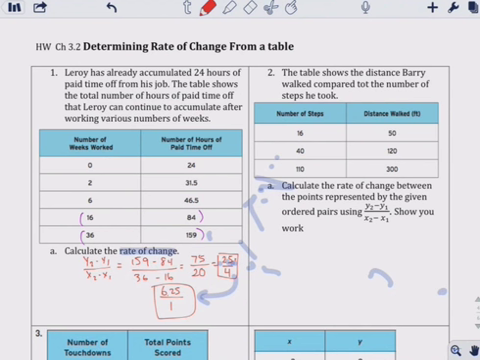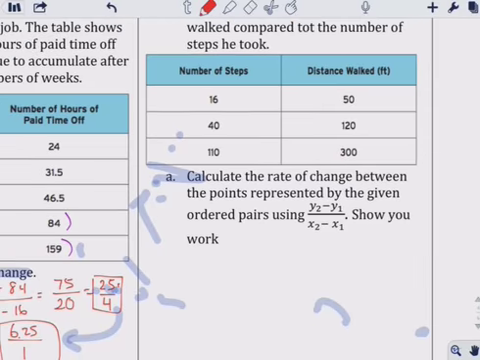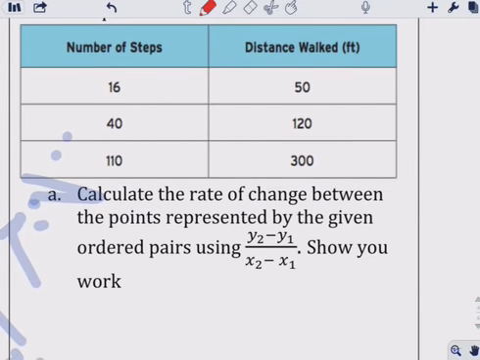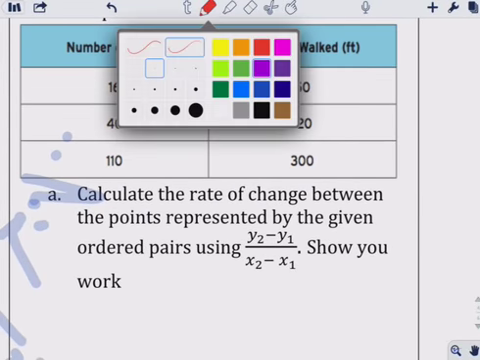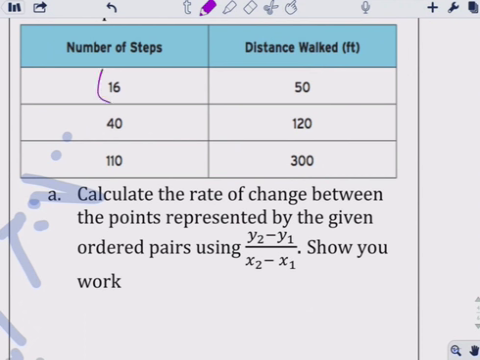Okay, this is tonight's homework on Chapter 3.2, Determining Rates of Change from a Table. Okay, did number 1. Let's do number 2. It really doesn't matter which 2 points you choose. So I'm going to choose the first 2. Or actually, that one looks pretty easy. Doesn't matter which one you choose.